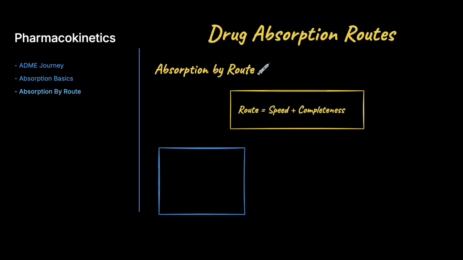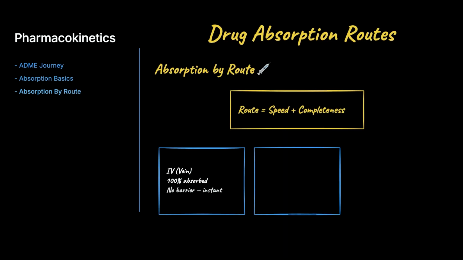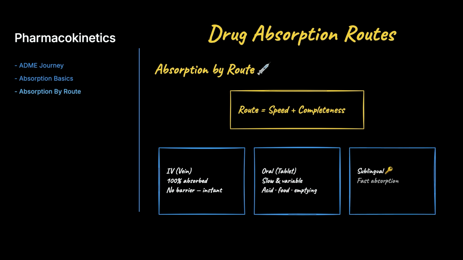When a drug goes straight into a vein, absorption is immediate and complete because there is no barrier to cross. When a client swallows a tablet, absorption is slower and variable because stomach acid, food, and gastric emptying all interfere. A medication placed under the tongue absorbs quickly and bypasses the liver entirely.